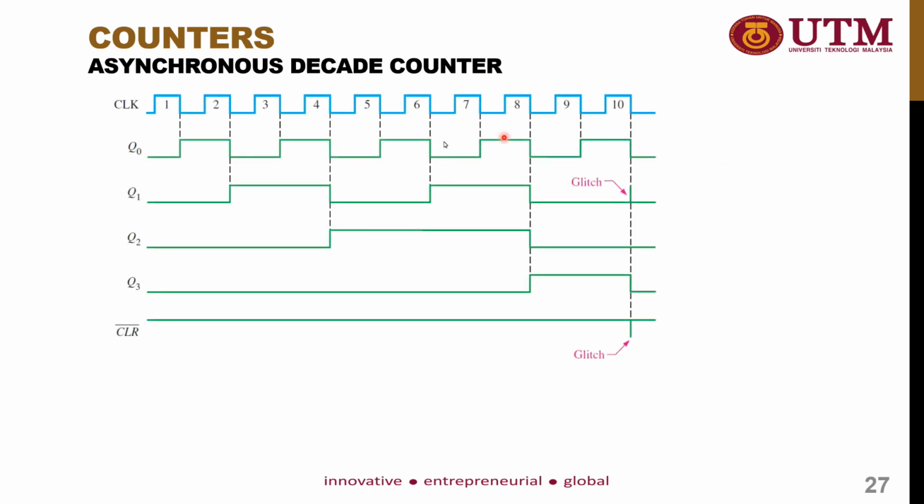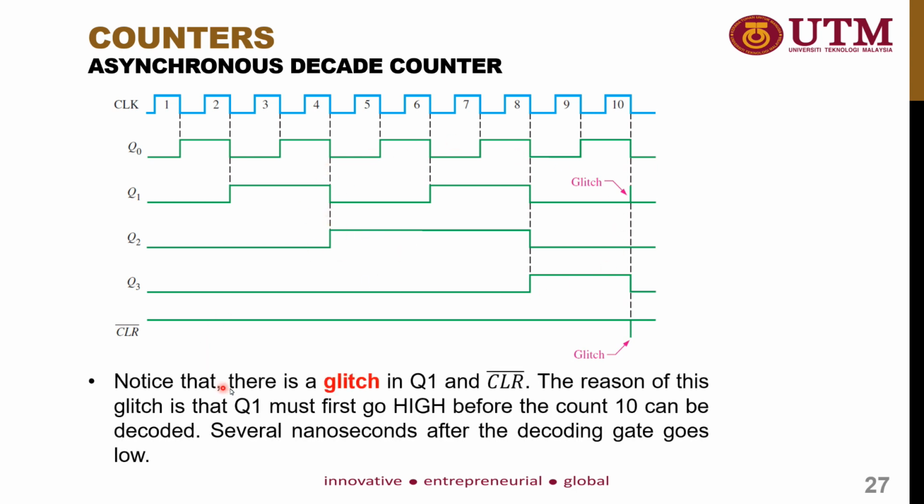Okay, this is the timing diagram for the asynchronous decade counter. So based on this timing diagram, notice that there is a glitch in Q1 and CLR bar. So why does this glitch happen? The reason for this glitch is that Q1 must first go high before the count of 10 can be decoded. So the glitch lasts several nanoseconds until the decoding gate goes low.